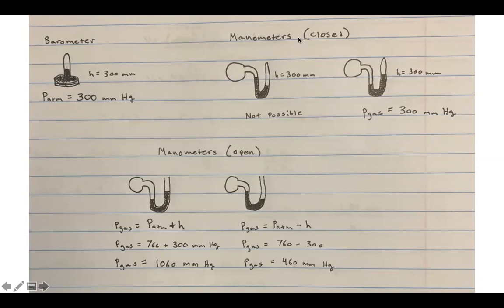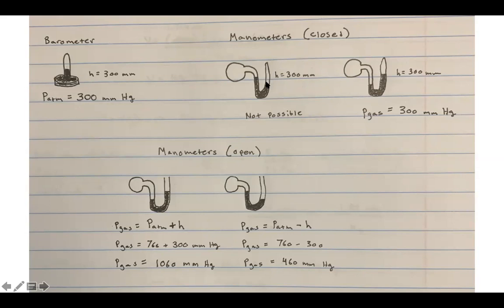We're going to first look at our closed system, which is not exposed to the environment. Here we could draw it one of two ways, right? Our height differential is 300 millimeters, but we could have mercury be higher on one side or the other. And if it's a closed manometer, up here, because it's closed, is actually what we refer to as a vacuum.